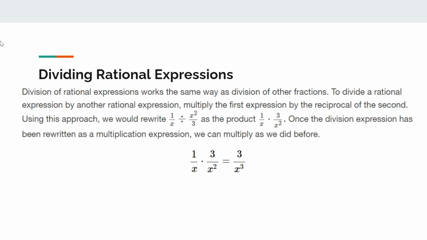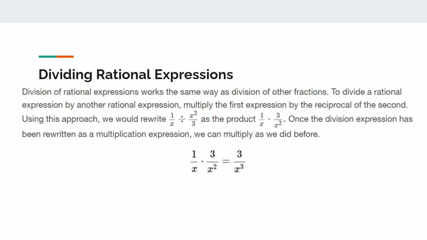The next one is dividing rational expressions. Division of rational expressions also works the same way as division of other fractions. To divide a rational expression by another rational expression, multiply the first expression by the reciprocal of the second. Using this approach, we could rewrite, let's say, 1 over x divided by x squared over 3, as the product of 1 over x times 3 over x squared.